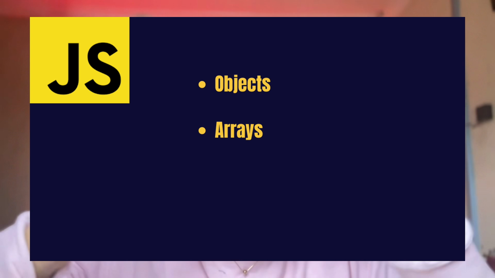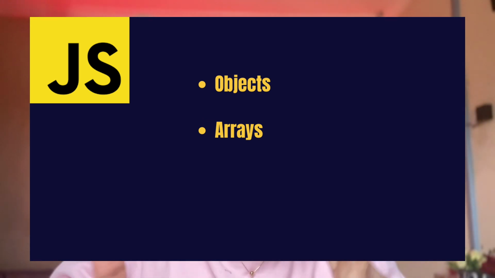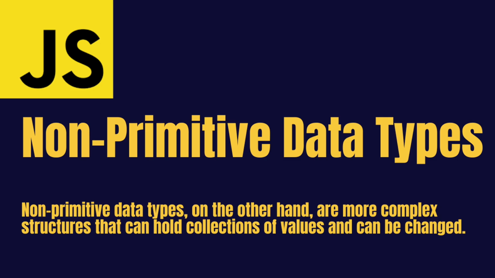I'm moving on to non-primitive data types, JavaScript data types. Some people call them object data types. Some documentation calls them object data types. That is because they are all classified as objects. Inside this category, we have objects and arrays. They can hold collections of values. They are more complex than the ones that we treated earlier, like numbers and strings.